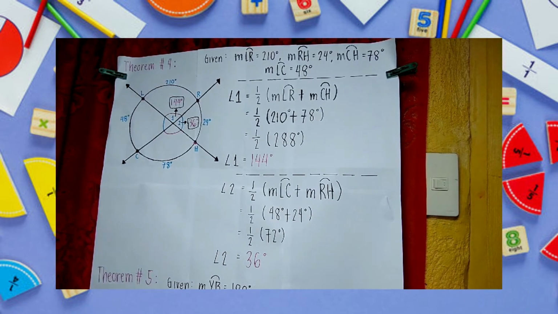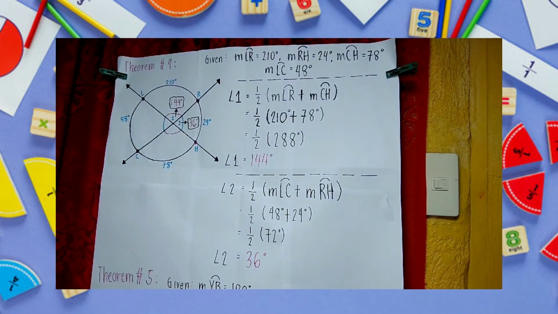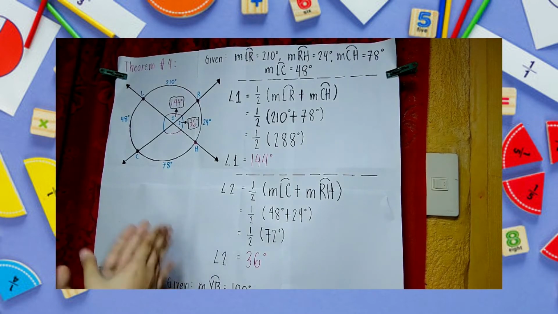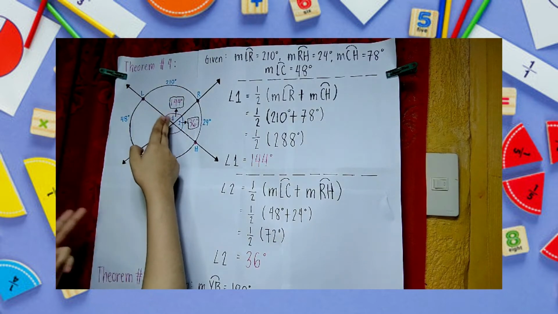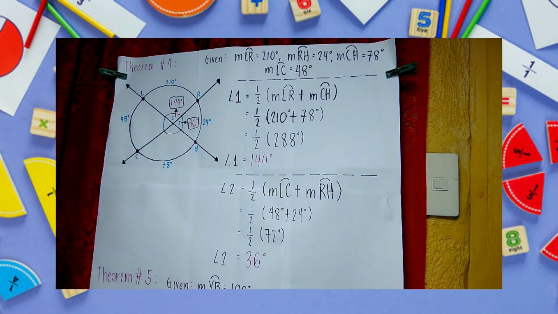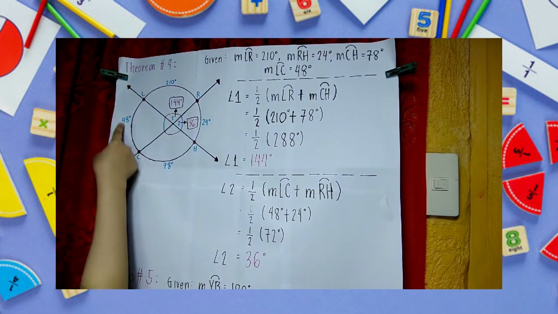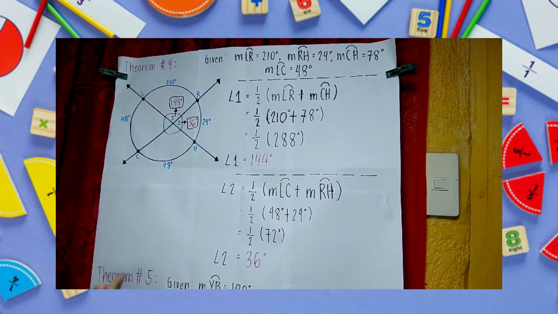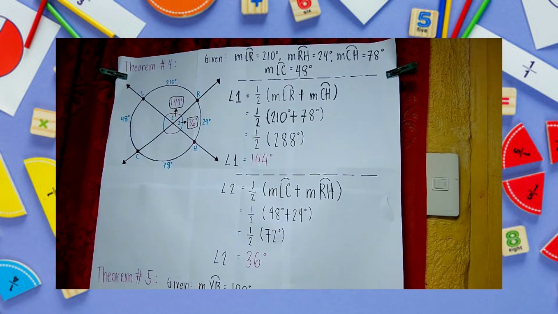So how can we be so sure about our answers? All of this must be equal to 360 degrees. And as far as I remember, in the theorems of circles, the measure of central angles will always be equal to the measure of its intercepted arcs. So if these given examples are equal to 360 degrees, then the central angles must also be equal to 360 degrees.